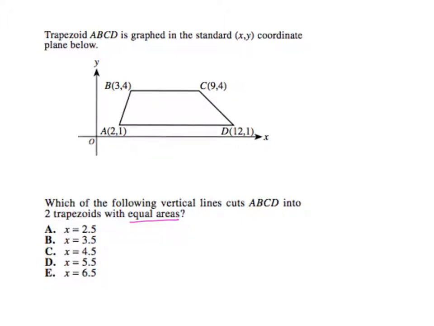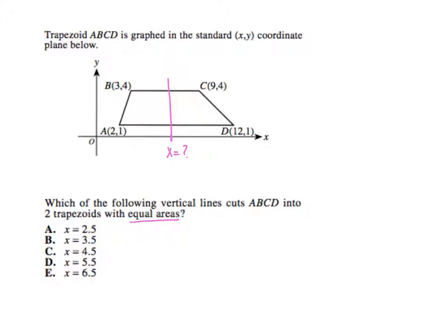So let's just kind of grasp this for a moment. It's asking, if you were to somehow cut this trapezoid in half, it wants to make sure that the area of both sides are actually equal to each other. But it wants to know what x value it hits at. And so that's the mystery here. So, this is a tough problem.